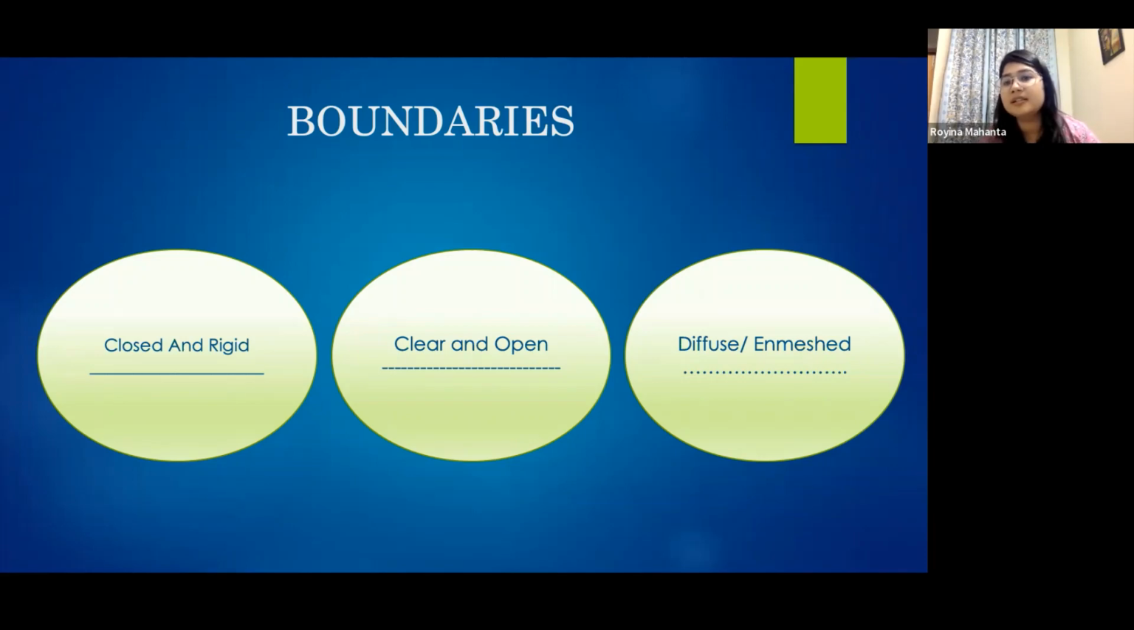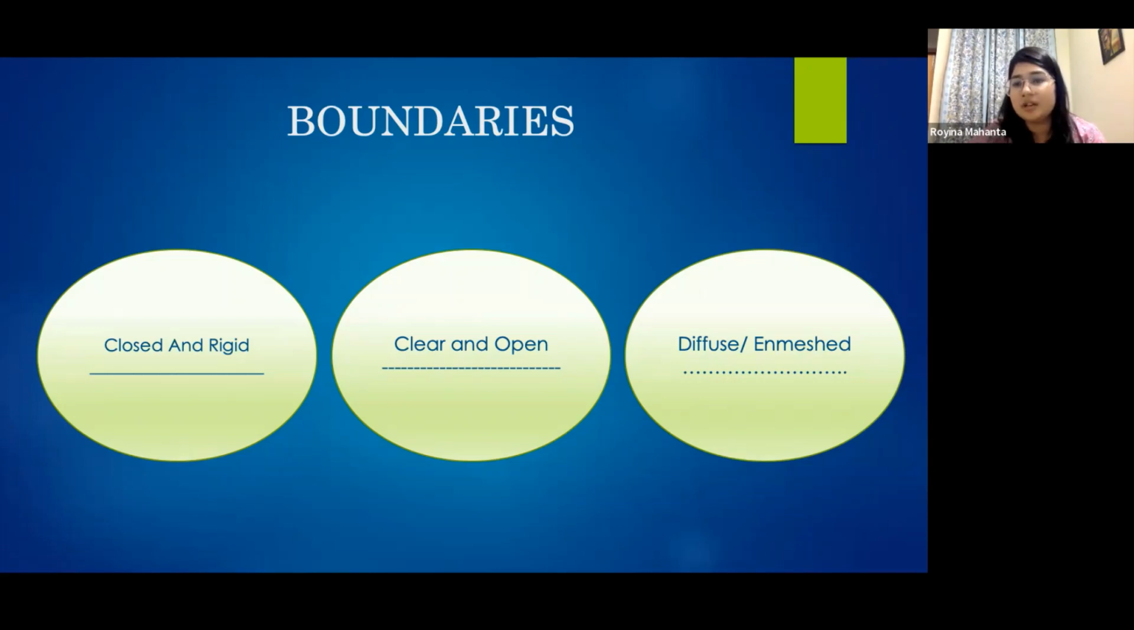The third is diffuse or enmeshed boundaries. In this, we see that there is over-involvement of outside people in the family. If the external boundaries are diffuse or enmeshed, there is too much interference in family decisions, and the family members have more interaction with people outside the family than people inside the family.